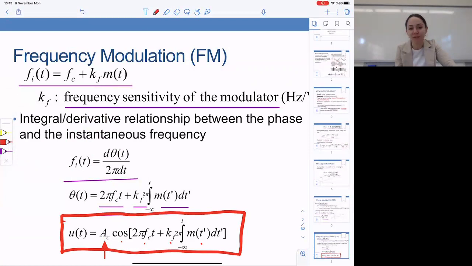Already you can sense that the math is not going to be pretty because there's the integral of the message inside the cosine as an argument. It's going to have very fun properties though. Any questions so far?